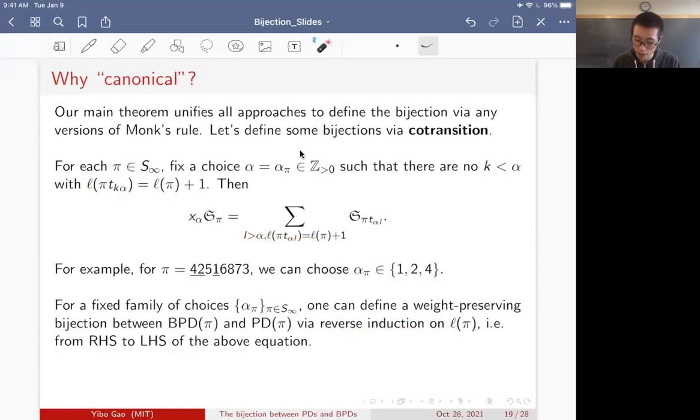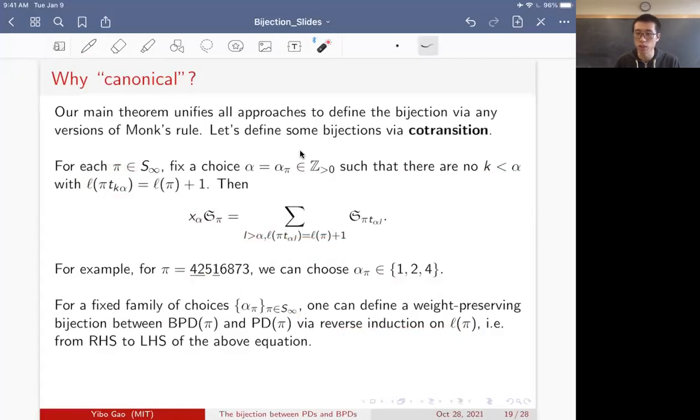So how is that going to work is that we know this bijection for pi equals w0, which is the longest permutation by definition. And then we are going to use reverse induction, which means that things here have a longer length. So we have a bijection between the bumpless pipe dream and the pipe dream on the right-hand side of this. And we can use the bijection in terms of Monk's rule to translate that bijection to the left-hand side. And then we can get some bijection between the bumpless pipe dream and the pipe dream for the permutation. Okay, I hope that makes sense. Please let me know if there are any questions.